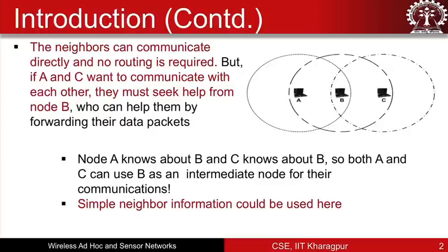So, as we have just seen, neighbors can always communicate directly and there are no issues at all, and this is quite obvious. We have also seen that A and C cannot talk to each other directly. So, there is a node B which, in our particular case, helps A and C communicate. Node B will act as a forwarder of the data packet sent by A to C. Node A knows about B and C knows about B, so both A and C can use B as an intermediate node for their communications.